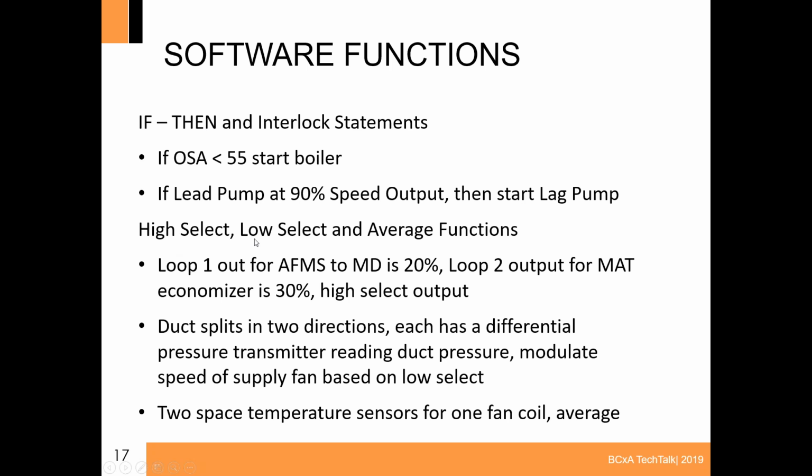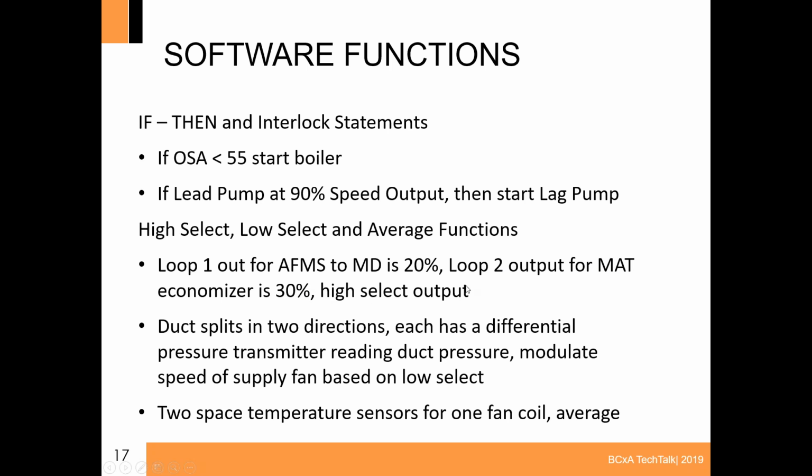Another software function is high select, low select, and averaging functions. So you might have mixing dampers at an air handling unit. You have a PID loop trying to control the mixing dampers to maintain a minimum outside air flow for ventilation. So the input is outside air flow, and then the algorithm tries to control the mixing dampers. But that same mixing damper also might be tried to control for the economizer. So now you have a mixed air temperature sensor, a completely different control loop, that's still trying to control the same output, the mixing dampers.